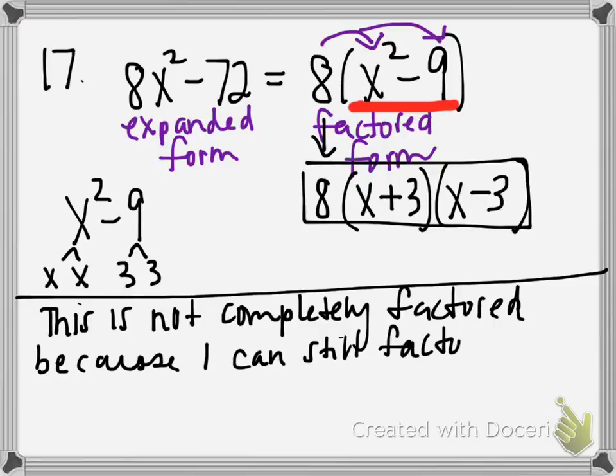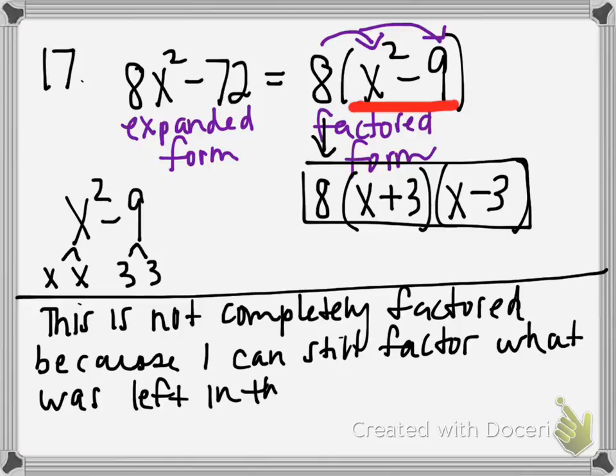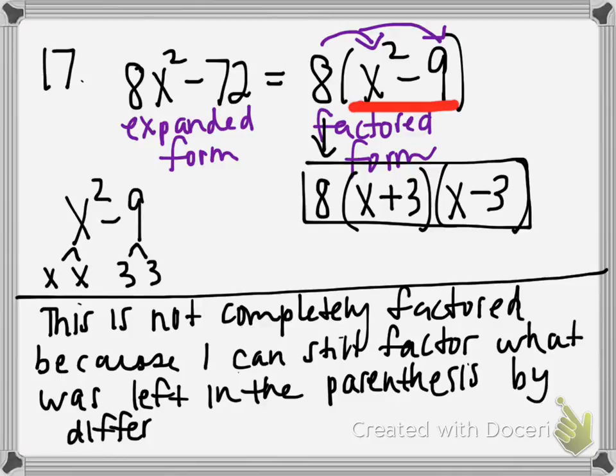factor what was left in the parentheses by difference of squares. So, let's see if this makes sense. This is not completely factored because I can still factor what was left in the parentheses by difference of squares, and that's exactly what we did.